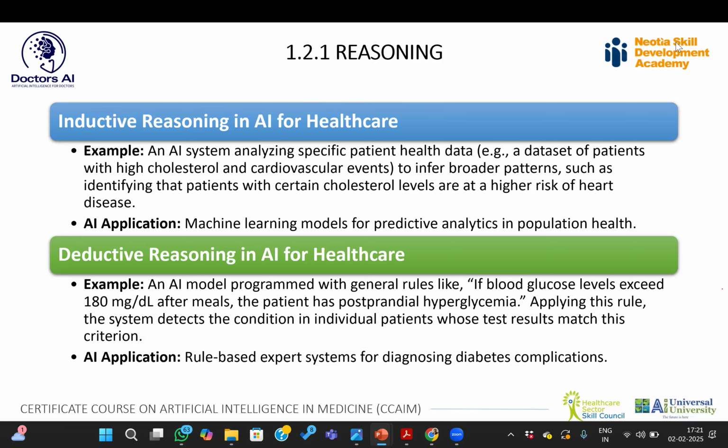And in this module itself, you will understand a little bit more in detail about rule-based expert systems. So you've seen two types of reasoning which an AI system can do. One is inductive reasoning, for example, a machine learning model being able to predict for analytics in population health. And the second is a rule-based expert system for diagnosing diabetes complications, where you're setting a fixed set of rules, and based on that, it is able to deduce an inference, which is an example of deductive reasoning.